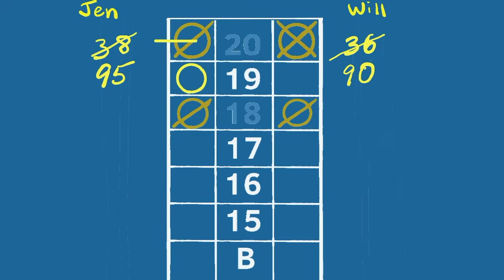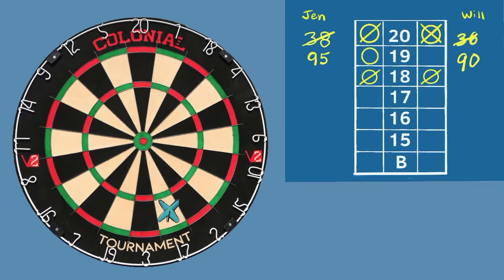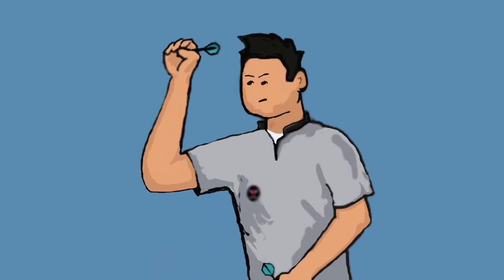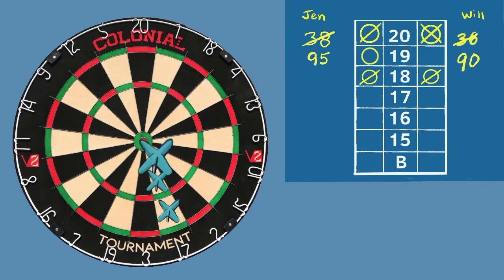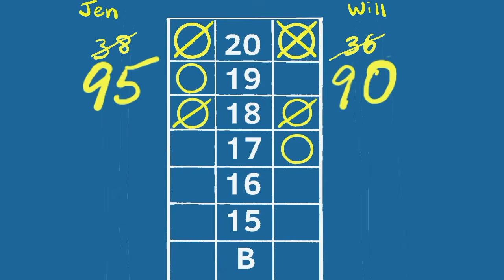Now, just like the 20s in this game, the 18s no longer count since both players have a circle, or 3 of that number. Since Will is now behind on points, the only way to catch up is to open a new number. He goes for the next highest number on his side, the 17s, since he can't get points on the 19s. Jen already has those. He hits 3, which is solid, but it's not enough to score points.